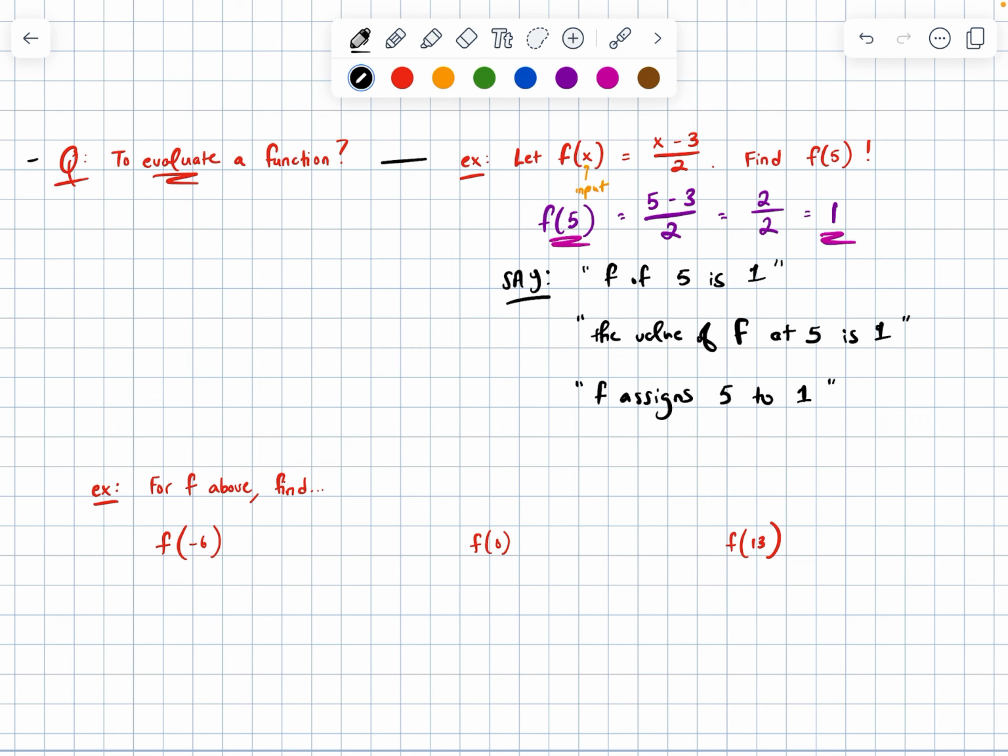Let's say that I want to find the values of f of negative 6, f of 0, and f of 13 using that same rule above. Try your hand.